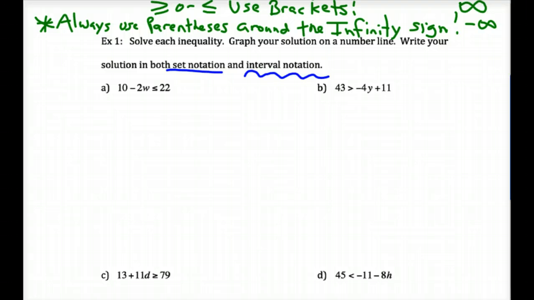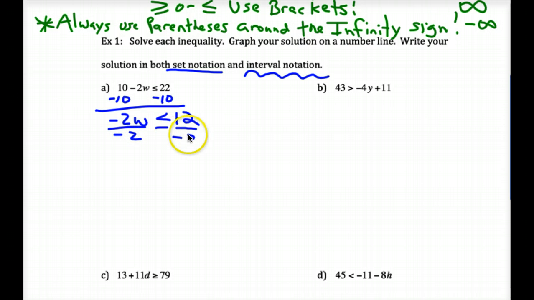You solve an inequality just the way you solve an equation. Would the inequality be the equal sign? Yes, the inequality is like the equal sign. So I'm going to subtract 10 from both sides. Negative 2w is less than or equal to 12. You have to flip it. Why? Flippy or no flippy? Flippy. We're dividing both sides by a negative number, so I'm going to take my less than or equal to sign and make it greater than or equal to. And then 12 divided by negative 2.